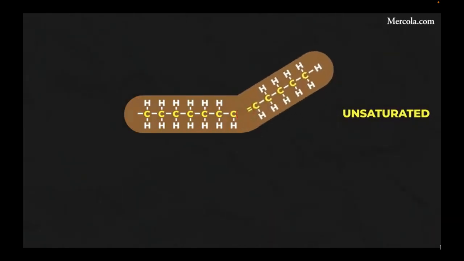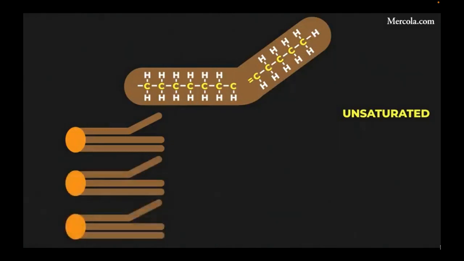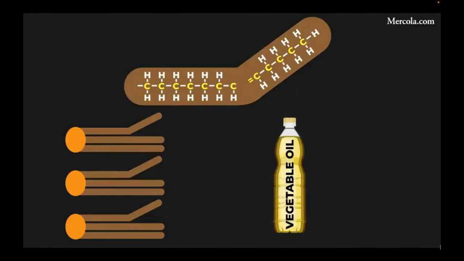On the other hand, when the carbon chain has fewer hydrogen atoms, it is said to be unsaturated. Instead of binding to a maximum number of hydrogen atoms, some carbon atoms bind to each other with a double bond. Now, the presence of double bonds may actually bend the carbon chain, which creates gaps between the molecules, making them less compact. As a result, unsaturated fats are usually liquid at room temperature.